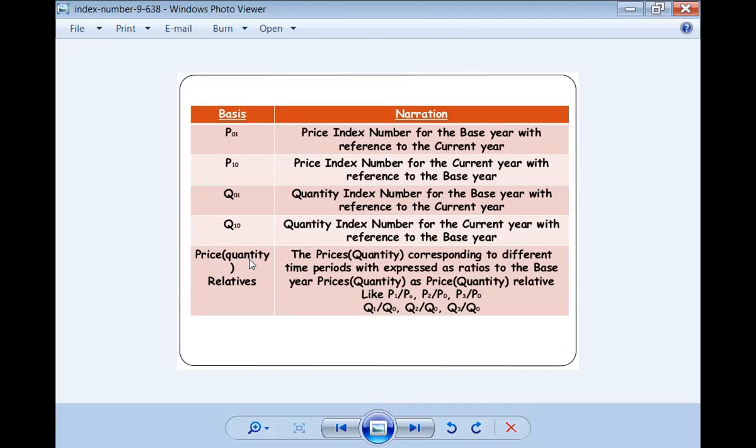Now, price and quantity relatives. For example, P1 by P naught: P1 means current year price, divided by the old year price. Then P2 by P naught: P naught is the base year price, but P2 is the advance year price. Similarly, P3 compared with P2; P3 is the advance year price. P naught is the base year. For example, 90, 91, 92: 90 is the base year, 91 is P1, then compare 91 to 92, the advance year, P2; 92 to 93, P3, one more advance year. Similarly for quantities also.